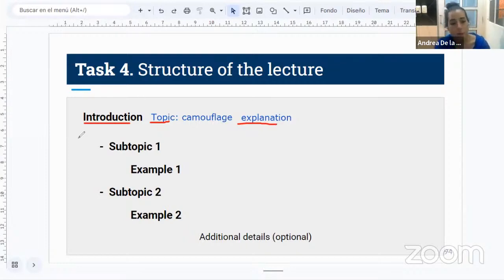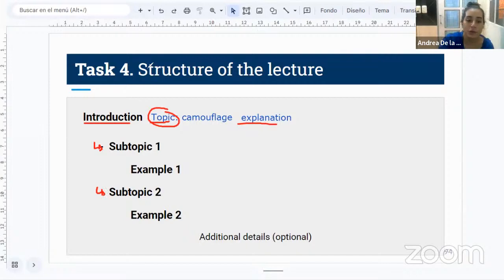All right. Now here's the most important part, the body of the lecture. No matter what topic you have, no matter what type of lecture you have, in task number 4, you will always have 2 subtopics. So this topic is going to be broken down or divided into two subtopics. For example, if we're talking about camouflage, maybe you can have 2 types of camouflage. Maybe you can have 2 definitions of camouflage, or 2 ways in which animals do this, or like there are many possibilities, right? But you will always have 2 of them.